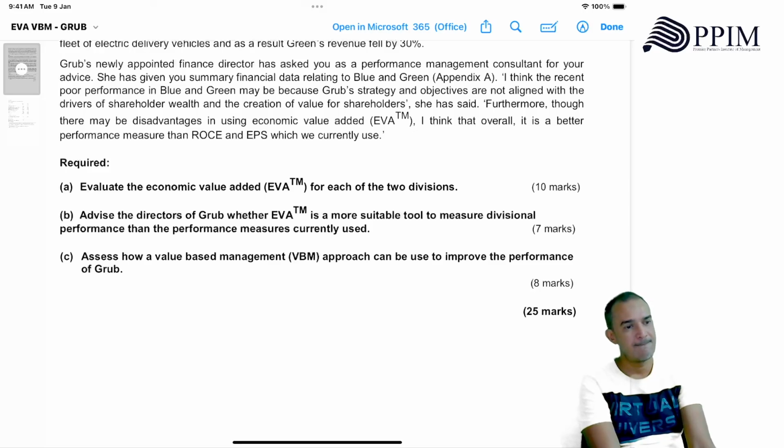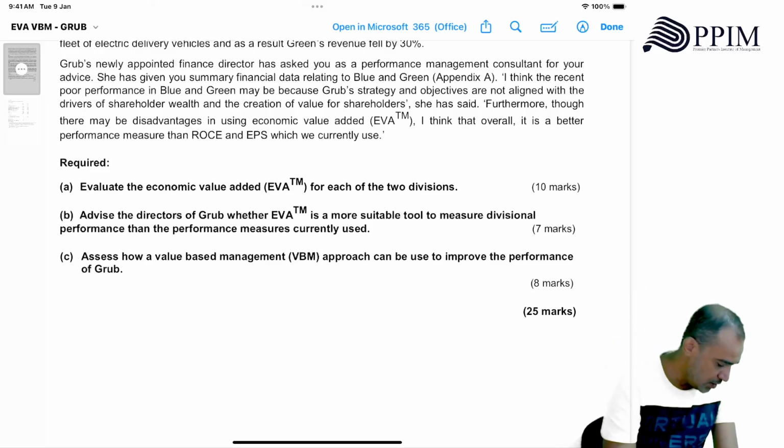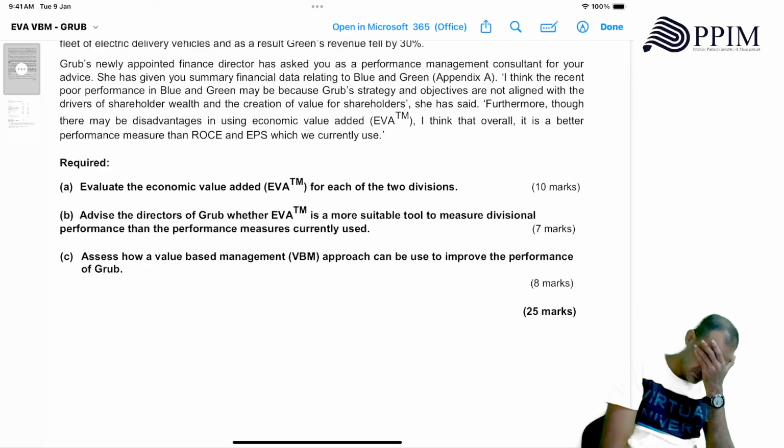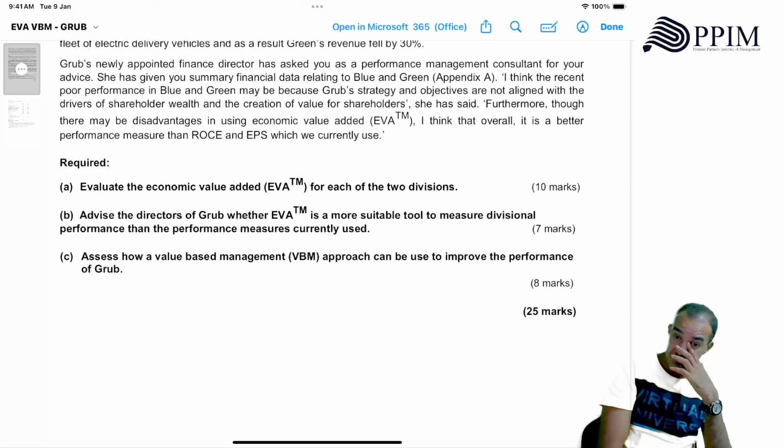EPS, on the other hand, is more suitable for equity shareholders, which highlights the earnings made for each share.